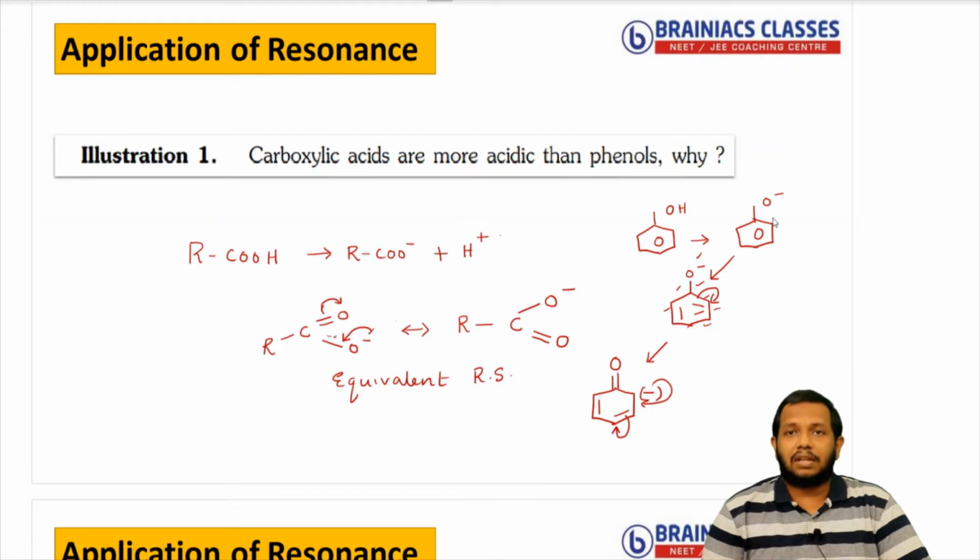But we know that if the resonating structures are equal, or equivalent, equivalent resonating structures are always more stable than unequal resonating structures. So even though the number of resonating structures is more for phenol, the 2 resonating structures of carboxylic acids are equivalent. That is the reason why carboxylic acids are more acidic than phenols. I hope you understood. This is very important. Okay.